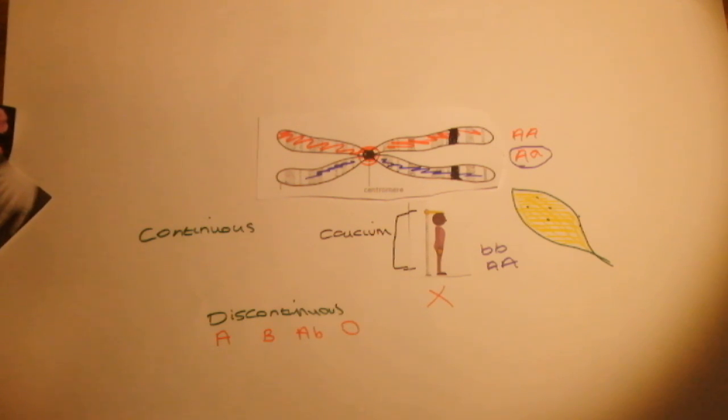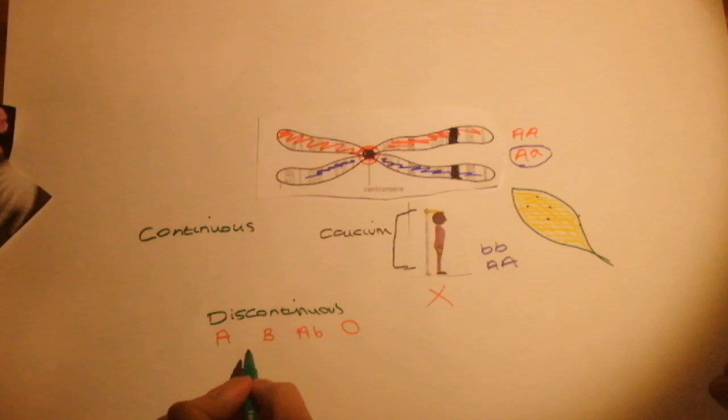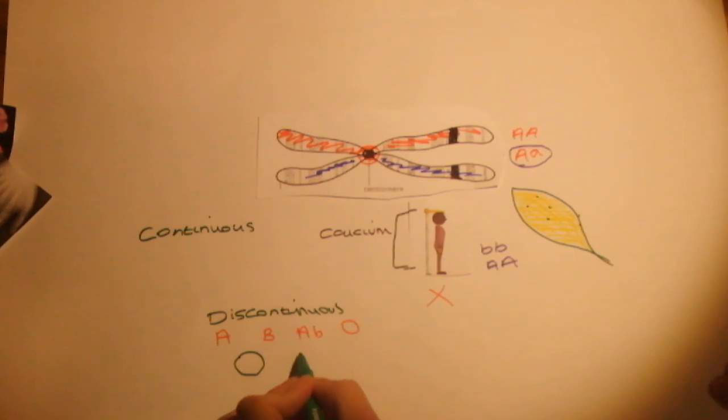That's a type of discontinuous variation. There are also genetic make-ups, for example. If you have a wrinkled or smooth pea, that's discontinuous, because it can either be one thing or the other. So you can have a wrinkled pea, or you can have a smooth pea.